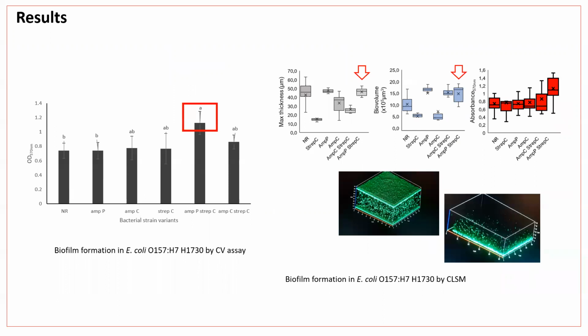And we found through the crystal violet assay that the cell with antibiotic resistance to ampicillin and streptomycin did better than most of the other strain variants in terms of its ability to form biofilms. From the pictures we had taken, for the same strain, when we compared the maximum thickness and the biovolume of the biofilms, we saw that the cell with ampicillin and streptomycin resistance seemed to form better biofilms.